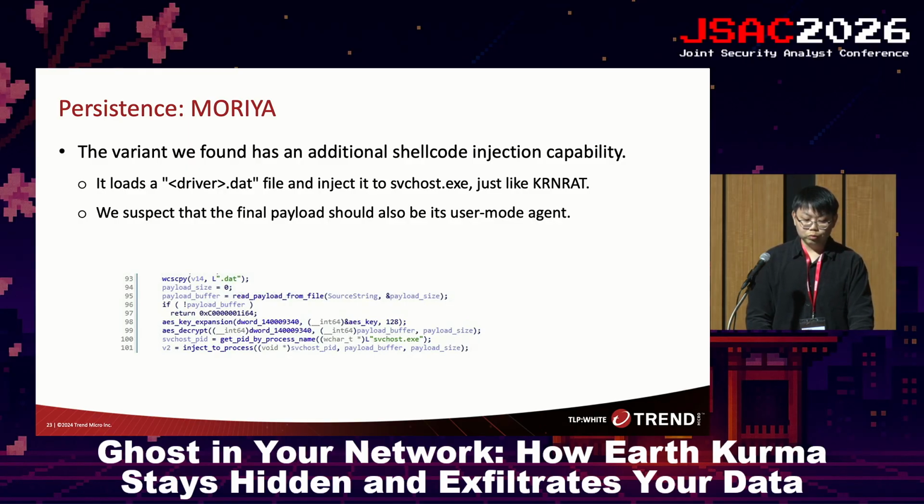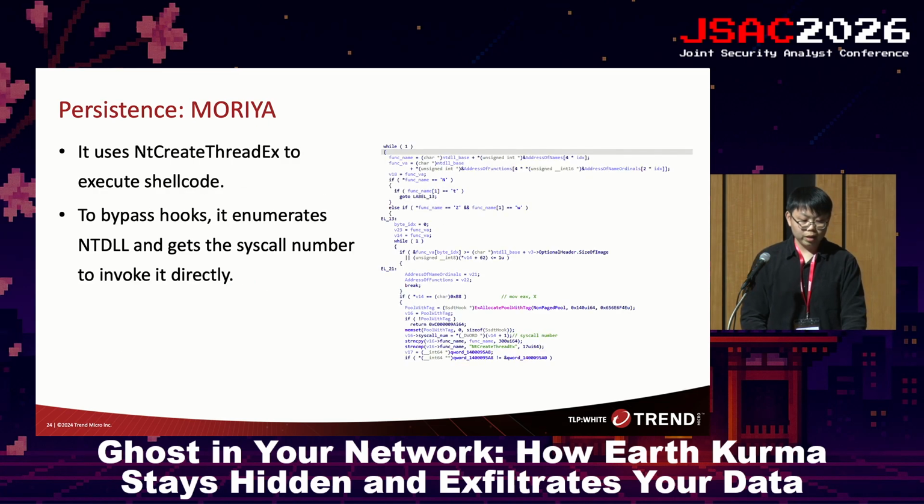And in this variant, we found it has an additional shellcode injection capability. It also loads a .dat file and injects it into svchost.exe, just like KRN-rate. We suspect that the final payload should also be its user-mode agent. And it uses NtCreateThreadEx to execute shellcode. And in order to bypass hooks, it enumerates ntdll and gets the syscall number to invoke it directly.